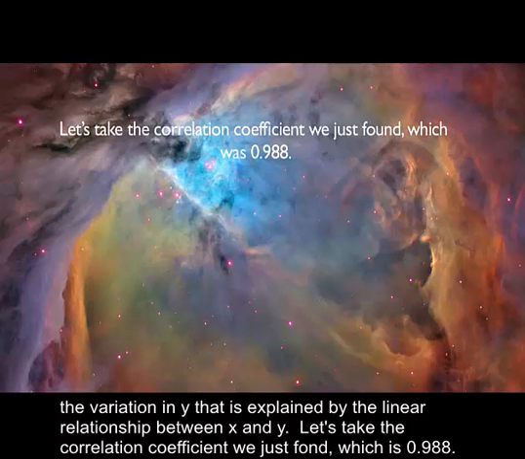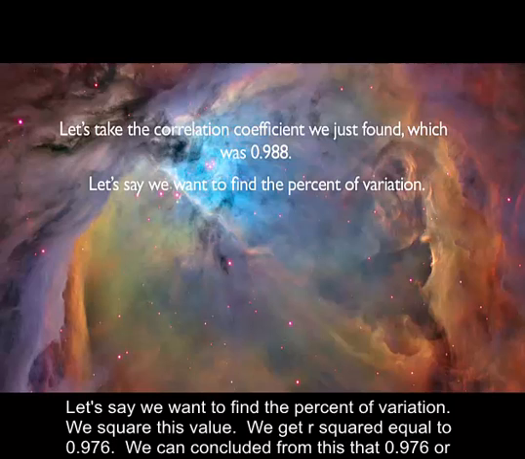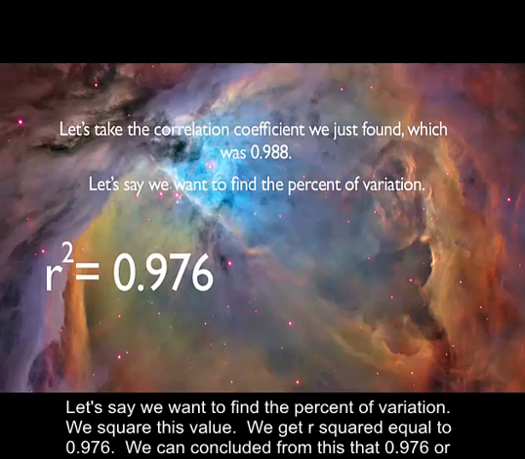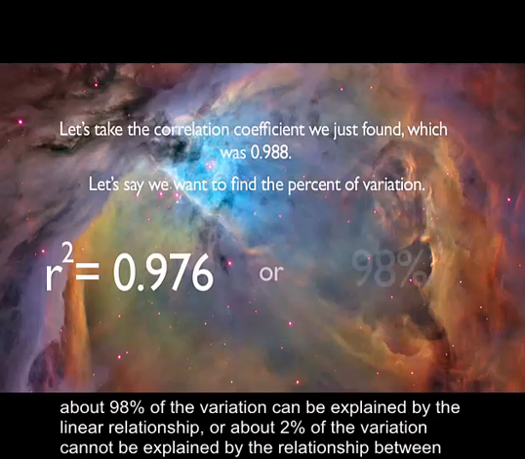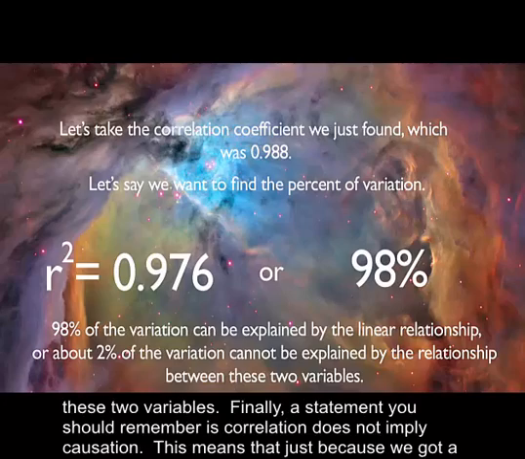Let's take the correlation coefficient we just found, which is 0.988. Let's say we want to find the percent of variation. We square this value. We get r squared equal to 0.976. We can conclude from this that 0.976, or about 98% of the variation, can be explained by the linear relationship, or about 2% of the variation cannot be explained by the relationship between these two variables.